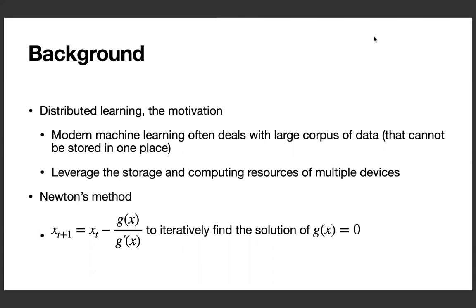And Newton's method is an iterative process to find the solution of an equation, such as g of x equals 0. If we apply this update formula over and over again, x will converge to the solution of g of x equals 0.